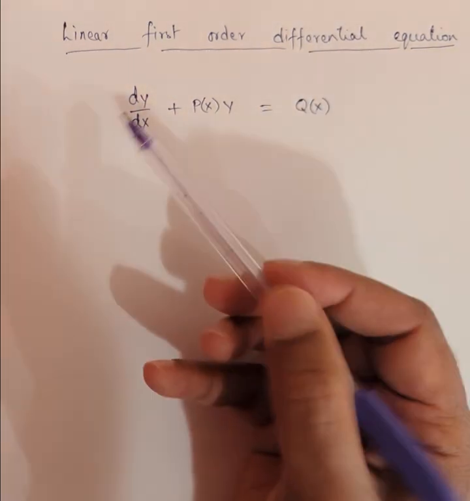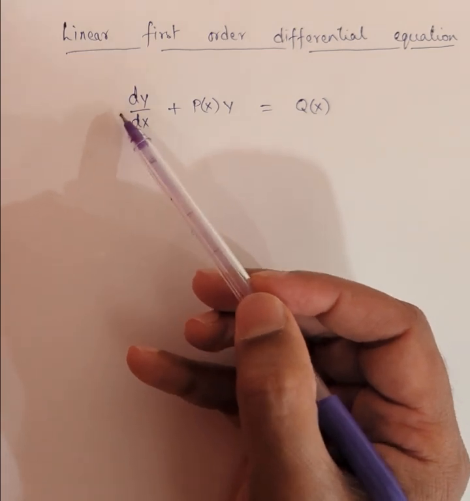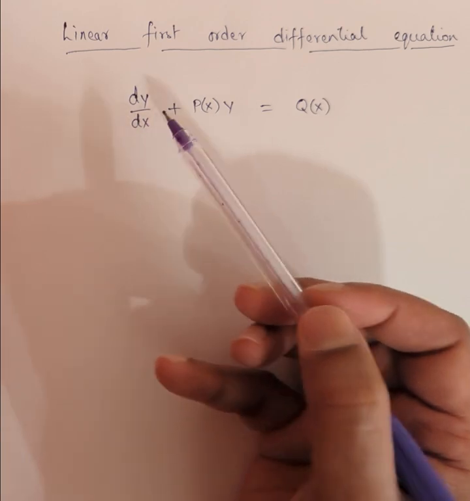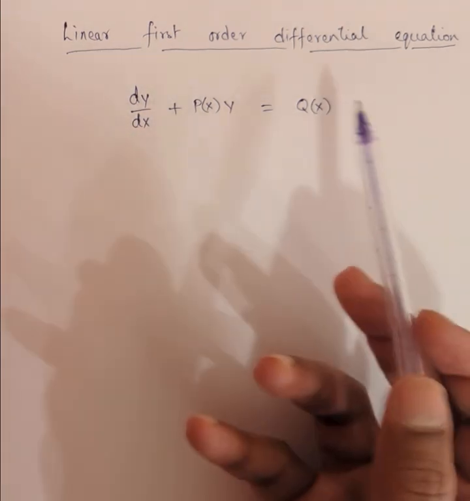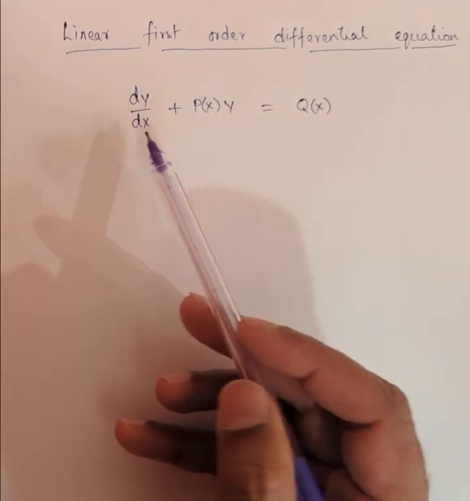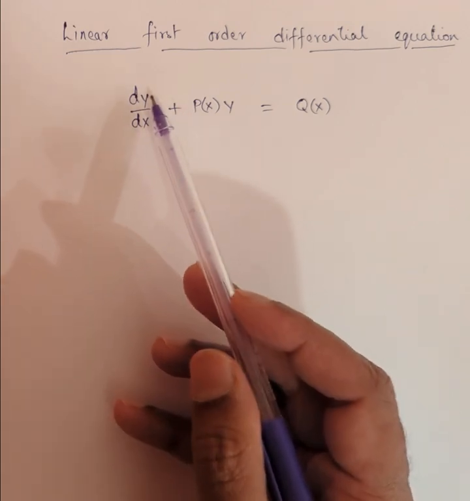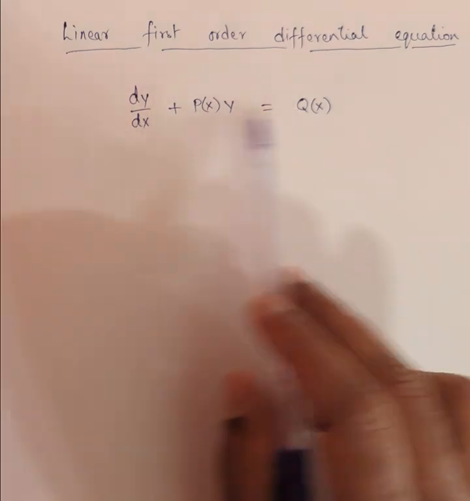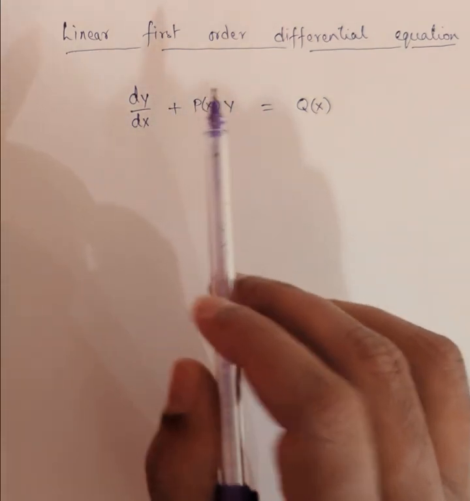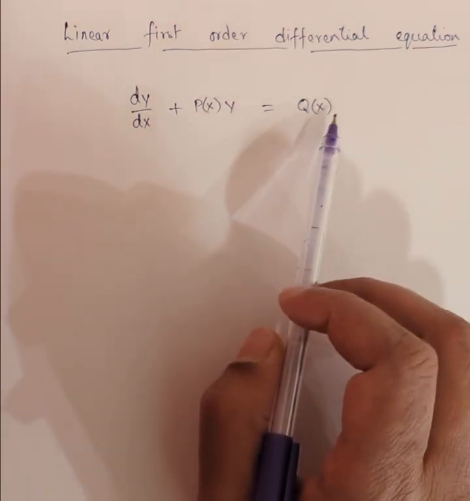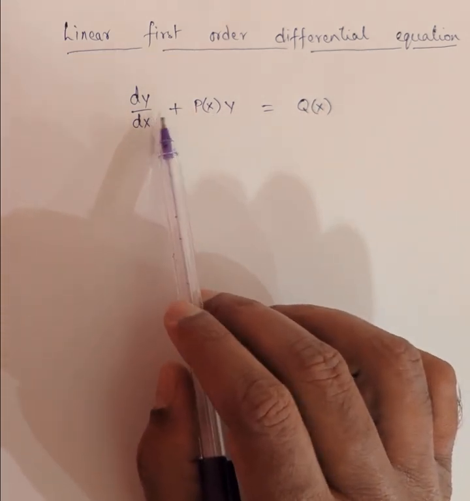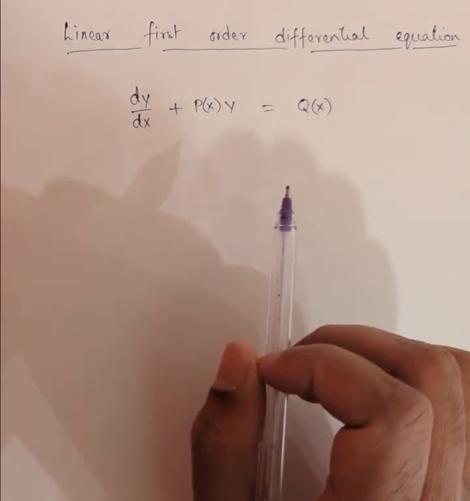Now notice there could have been a coefficient which is a function of x for dy over dx. In that case, we could divide throughout, or both sides of the equation, by that and still say that the derivative has a coefficient 1. Now this form is called the standard form of a linear first order differential equation. And we want to find a way to solve this particular equation.